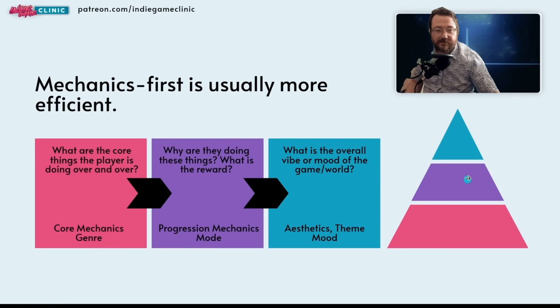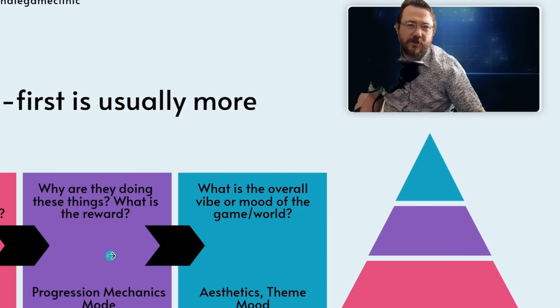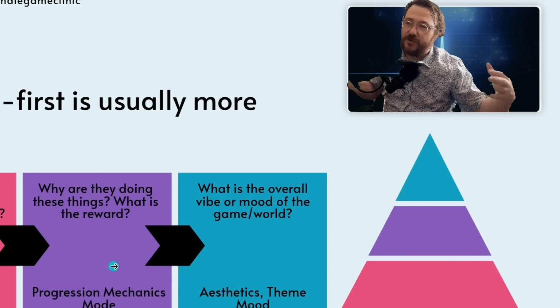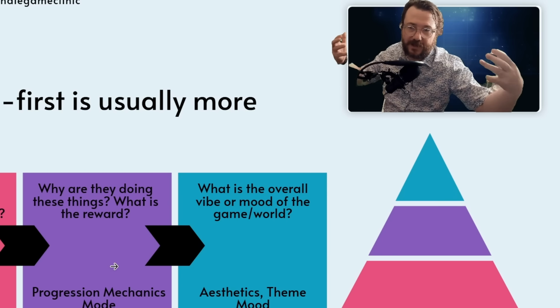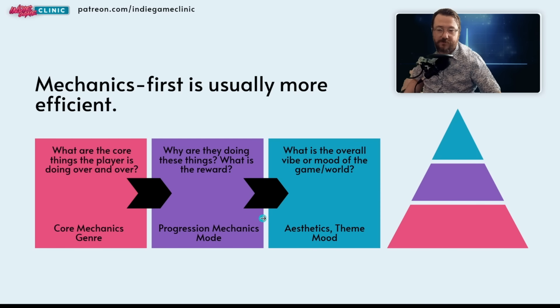The next step up the pyramid are things like your progression mechanics. So what are you collecting? What are you upgrading? What are you investing your time in by playing this game? And these progression mechanics are important because they give you a reason to do things. Why am I doing these things? What is the reward? What is the investment? But again, this part of the pyramid cannot stand up if the bottom part is not in place.